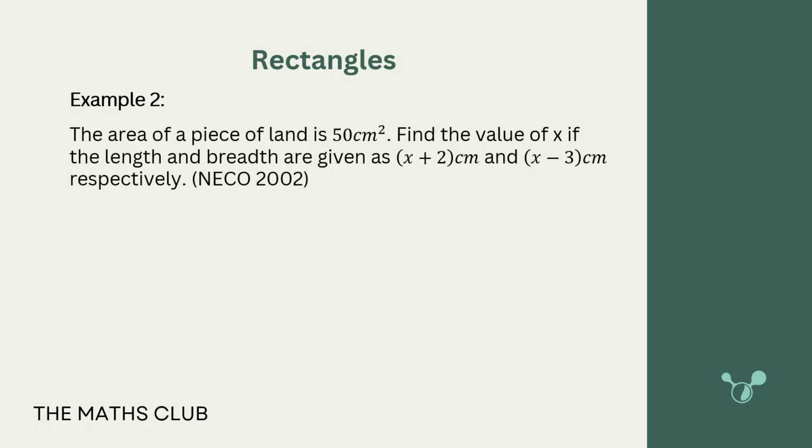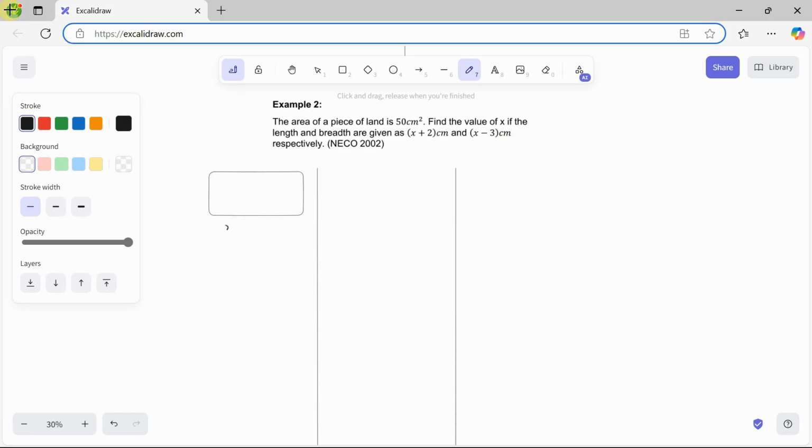Example 2 states that the area of a piece of land is 50 centimeters square. Find the value of x if the length and breadth are given as x plus 2 centimeter and x minus 3 centimeter respectively. This is taken from NECO 2002. Let's solve it together. So we're told that the length is x plus 2 centimeter. Remember, the length is always greater than the breadth, and then the breadth is x minus 3 centimeter. So we know that the area is equal to L times B. The area is told to be 50, that is 50 is equal to x minus 3 times x plus 2.